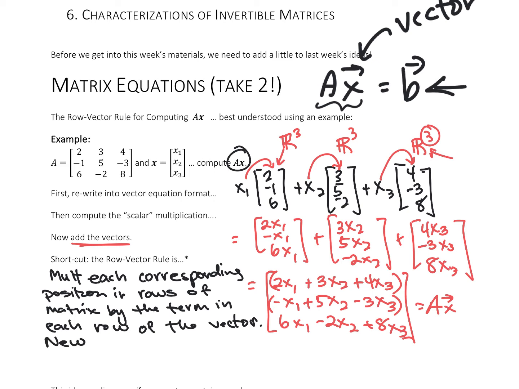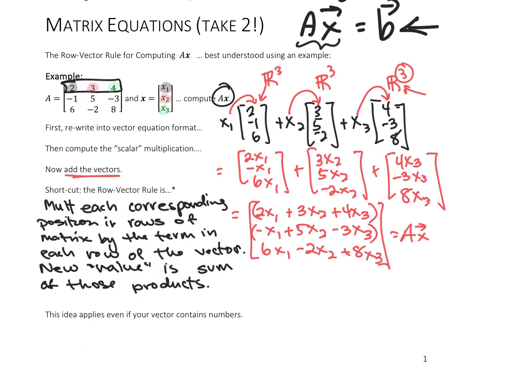And our new value is the sum of those products. So right here, if we think about this, here's the first row, and by corresponding positions, I mean this position corresponds to this row, this position corresponds to this row, this position corresponds to this row. Hard to put into words, but that's kind of what I mean there. And then we're going to go with that.